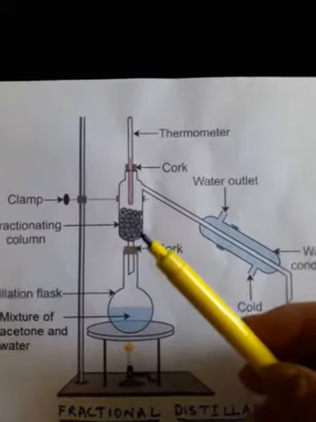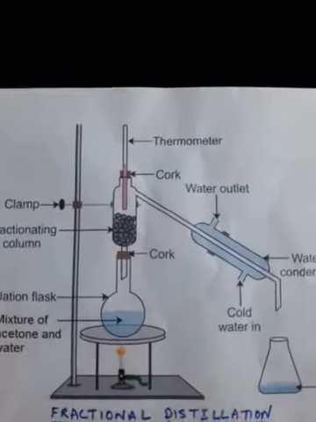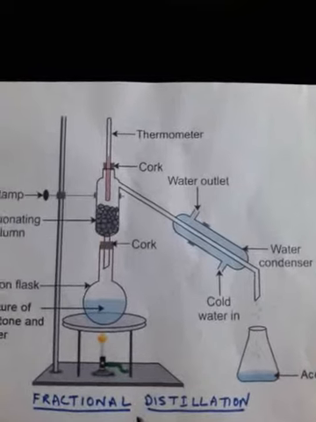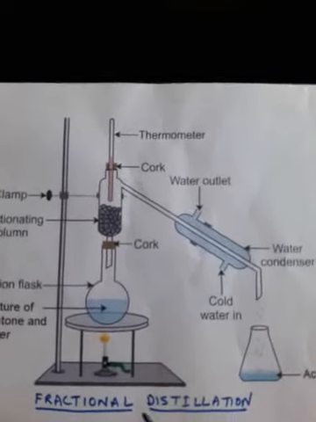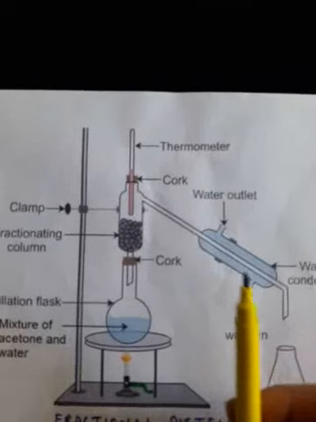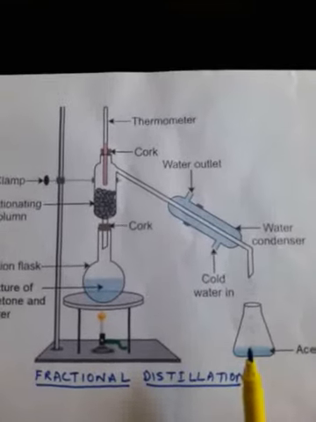What is the function of these glass beads? These glass beads provide surface for the vapors to cool and condense rapidly. When the vapors condense, that liquid is collected in the flask, in this flask.